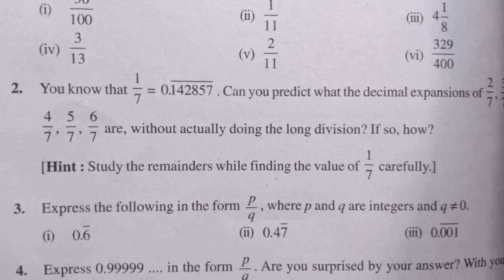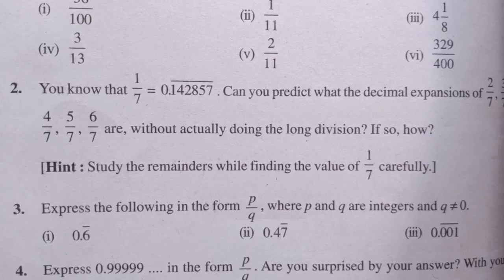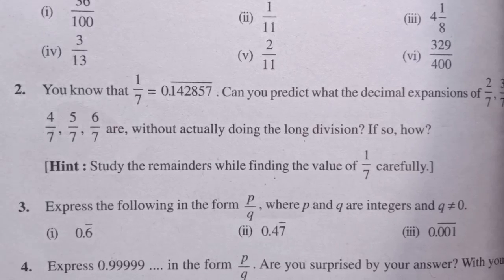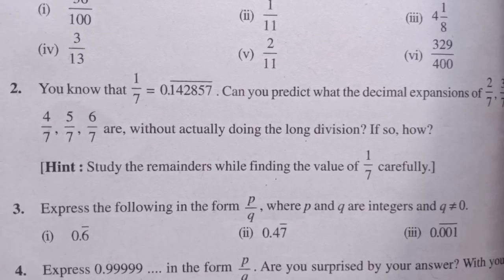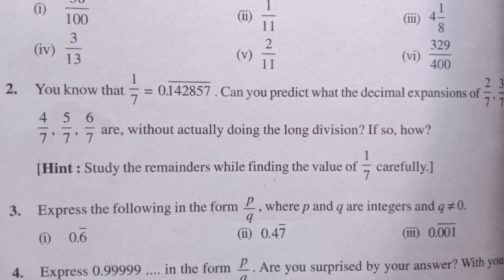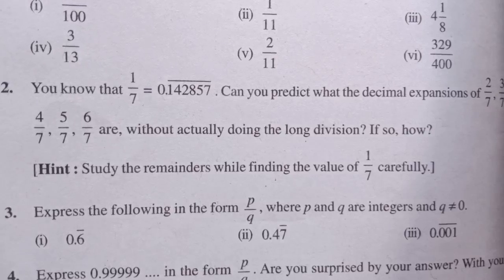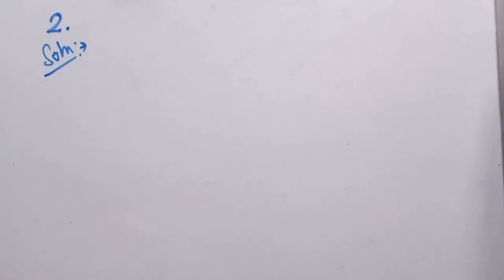Exercise 1.3, question number 2: you know that 1 by 7 is equal to 0.142857 bar. That is, the decimal is non-terminating repeating. Can you predict what the decimal expansion of 2 by 7, 3 by 7, 4 by 7, 5 by 7, 6 by 7 are without actually doing the long division? If so, how? Here you have to find the value of these without doing the actual division, by using the given information 1 by 7 equal to 0.142857. So, how are we going to find this value? Let us see.